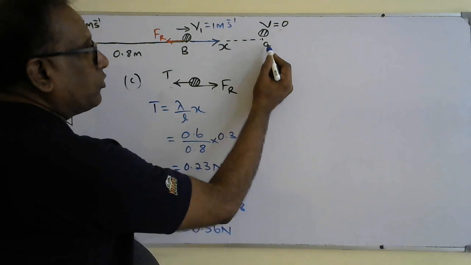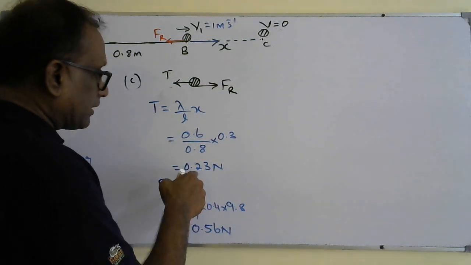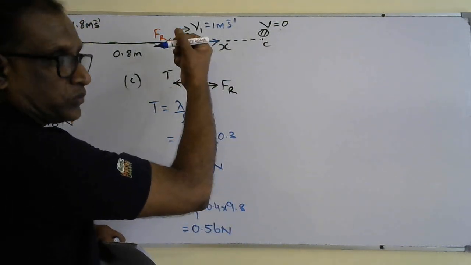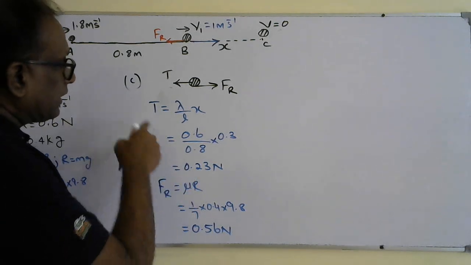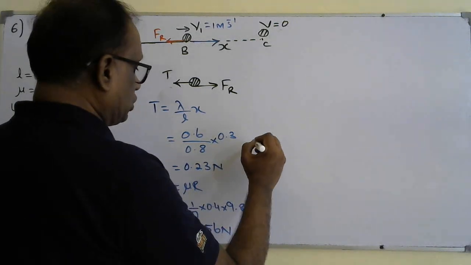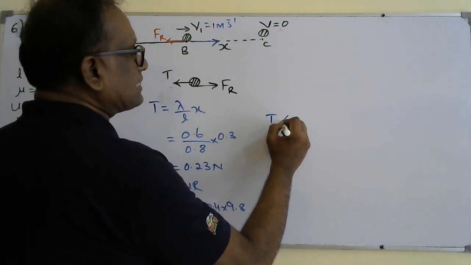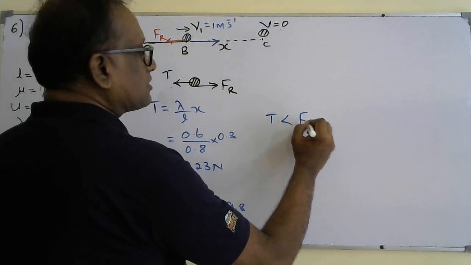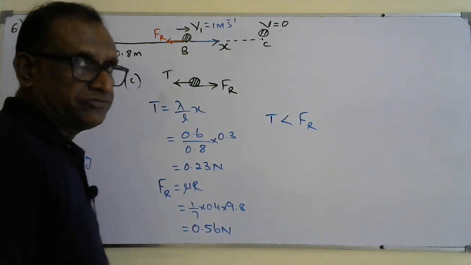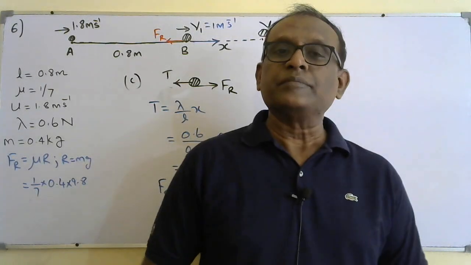So if we try to move towards left from rest, the required force should be towards left, the resultant force, but the tension is 0.23 Newton. So the tension is less than the friction, so it won't get a resultant force towards left, so it will remain at rest.